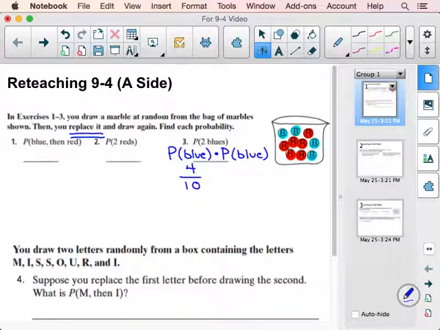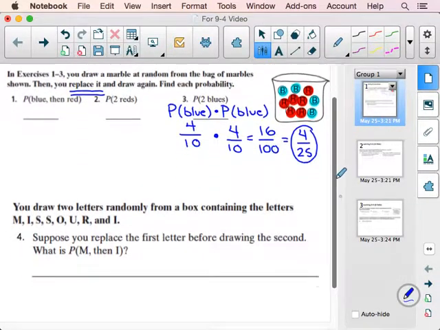So we've picked first, we put that back because it says we replace it, and then we want to know the probability of getting blue on our second pick. So again, there are still 4 blues in that marble bag, and there are still a total of 10 marbles. So we're going to multiply 4/10 times 4/10, and we get 16/100. If you simplify that down, you'll get a final answer of 4/25.